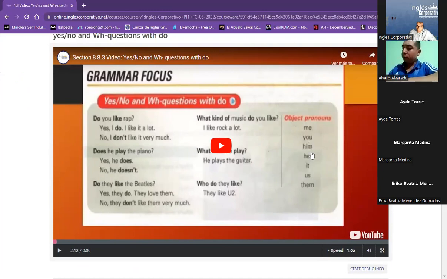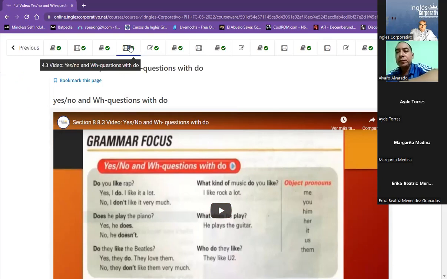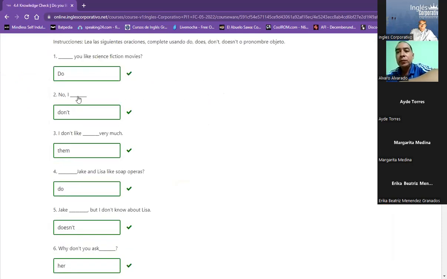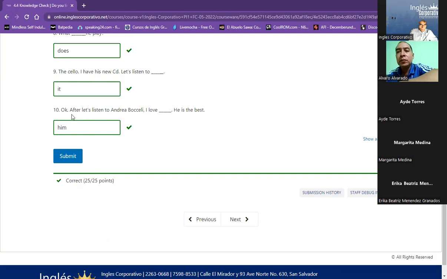You, him, her, it, us, and them, and also me, are object pronouns. ¿Qué es un object pronoun? An object pronoun, it's when we are talking about something or someone. For example, this one. We are talking about a third person. For example, I am talking with Álvaro right now.